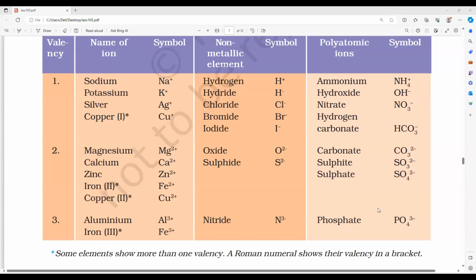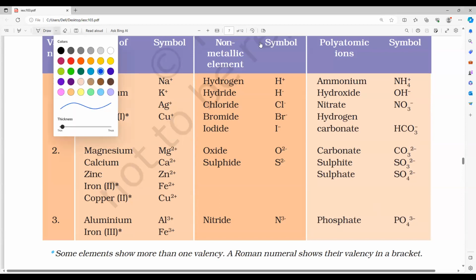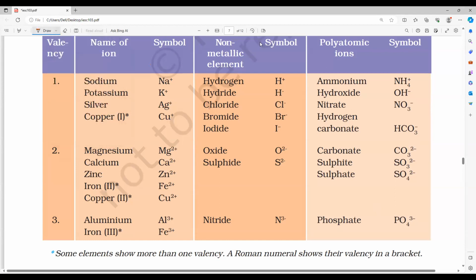So basically, in this tabular column, if you notice it, some have positive ions. And these positive ions, we used to call them something. Anybody can tell what that is called? All of you: cations. And negative ions we used to call what? All of you: anions. Understand?